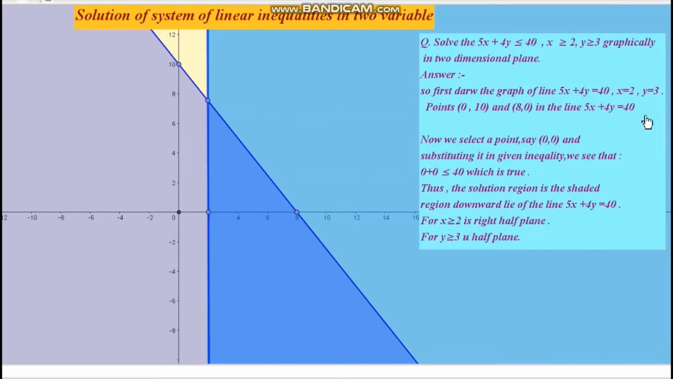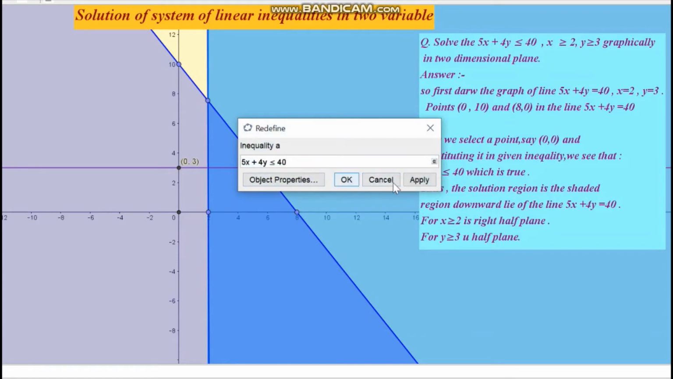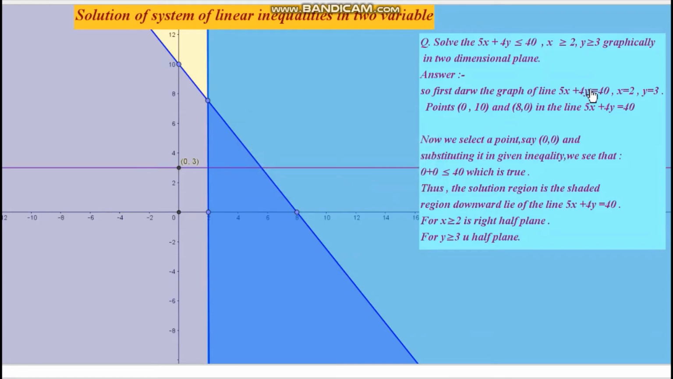Now we draw the graph of the line y equal to 3, a line which passes through the point (0, 3) and is parallel to the x-axis. Now for the inequality y greater than or equal to 3, again we put (0, 0), so 0 is greater than or equal to 3. No, 0 is not greater than or equal to 3. Hence the region is the upper half plane.